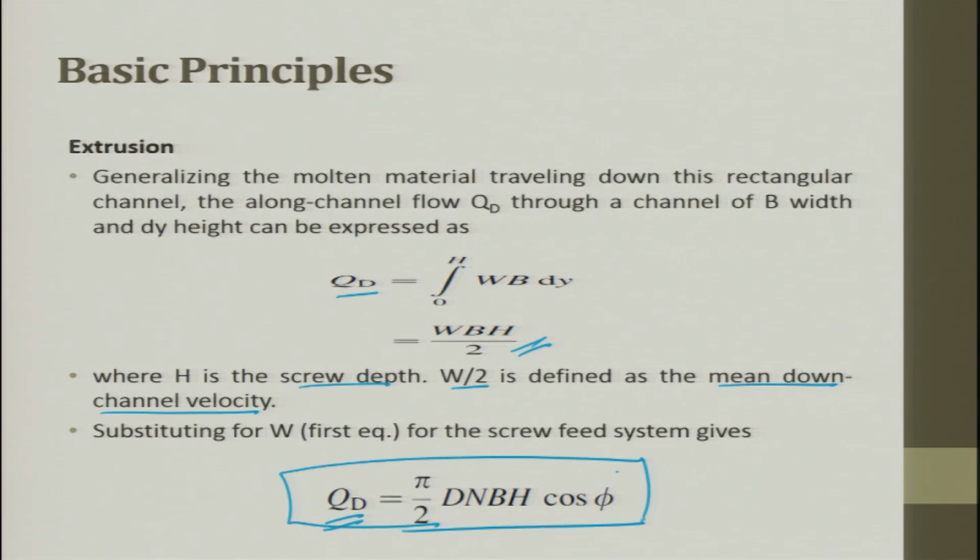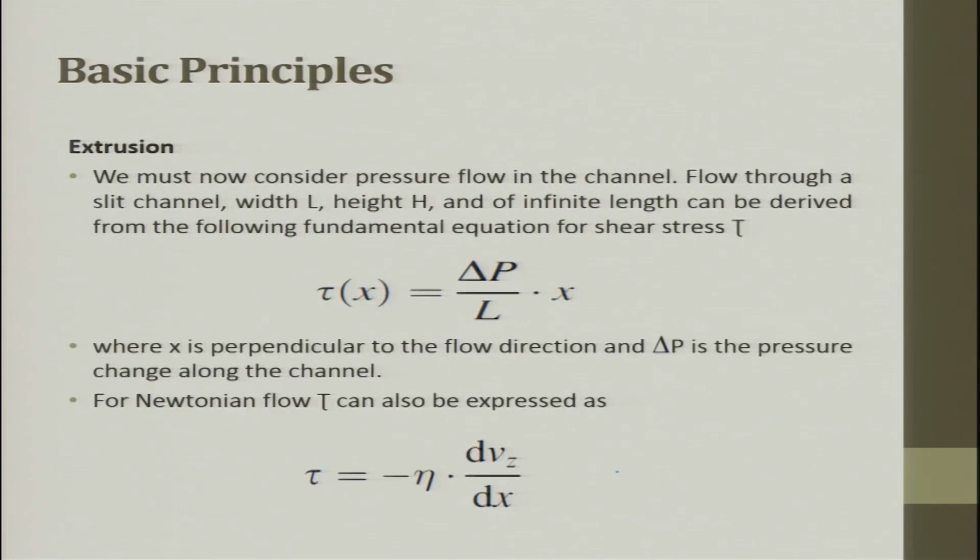So here we assume there is no friction. It's first principle, generalized one, we get it. We must now consider pressure flow in the channel. Flow through a slit channel, width of L, height is h, and infinite length can be derived from the following fundamental equation of shear stress tau.